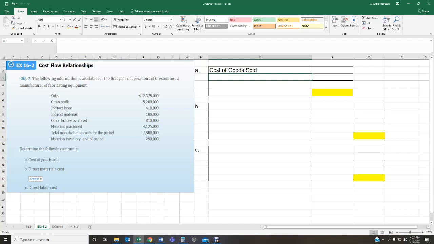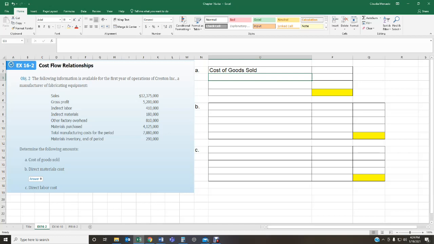Now, the cost of goods sold is basically what we spent on this product before we sold it. Do they give us that information? No, they don't. That's why they're asking us to compute it. But they give us a lot of information that we can use to calculate our cost of goods sold. The first thing we have is our sales.